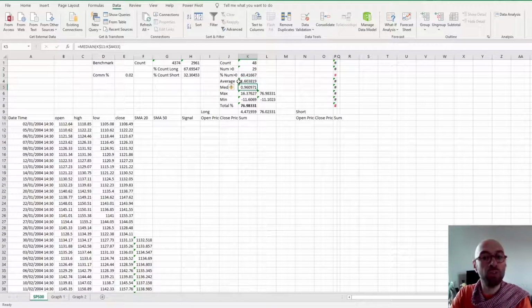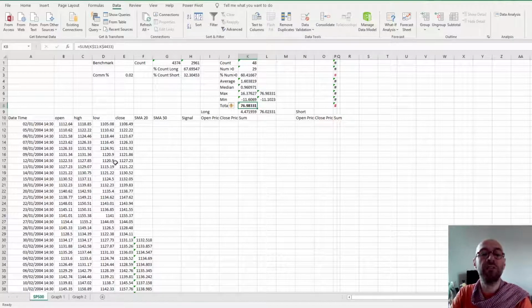This is all in percentage, so our average gain was 1.60%. The median, so the middle value, was 0.96%. And then there was a maximum. What was our highest gain? It was 16.3%, roughly. And the minimum, so the biggest loss, was 11.6%. So if you add up everything, your total gain from the beginning of 2004 to the end of July 2021 was 76.98%, more or less.